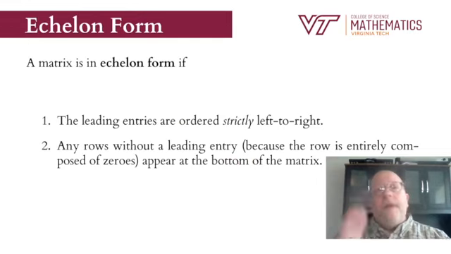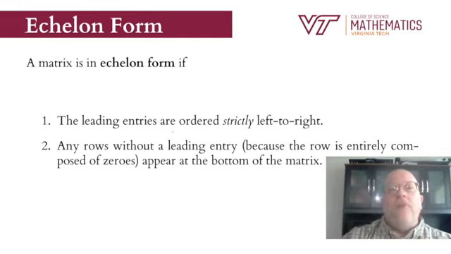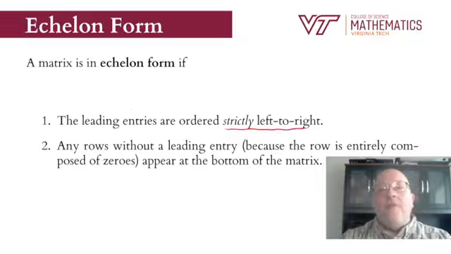And finally, we say that a matrix is in echelon form if the leading entries are ordered in left to right order. So if I have a leading entry here, the next leading entry has to be somewhere to the right of it. The next entry has to be somewhere to the right of that. We can skip over a column as long as we move to the right.